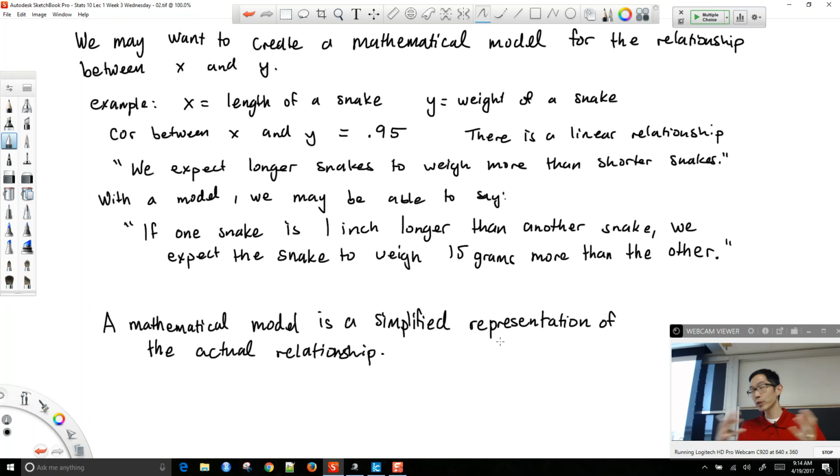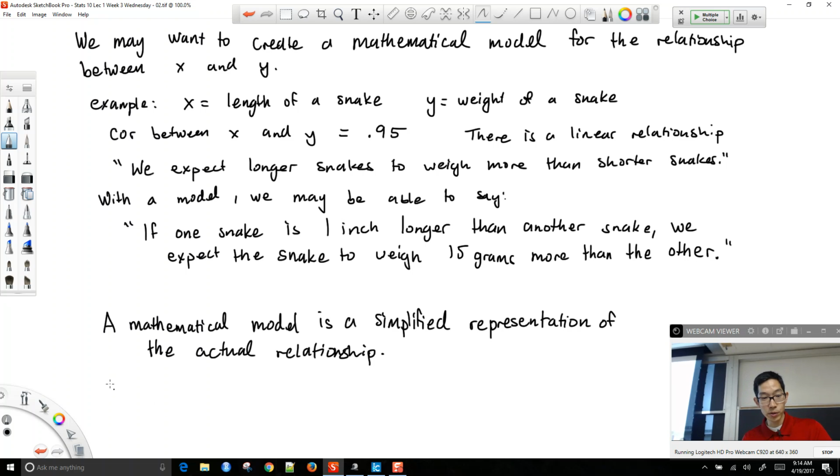And so when we're talking about models here, we are having kind of like toy versions or simplistic versions of the actual relationship. So, knowing that many factors go into determining the weight of a snake, we can just simplify it and say one of the most important factors is the length of a snake. And if we take into account the length of a snake, we can say something like, if one snake is 1 inch longer than another snake, we expect this snake to weigh 15 grams more than the other. So these are just simplified representations of the actual relationship.